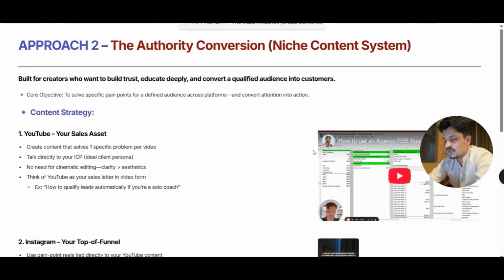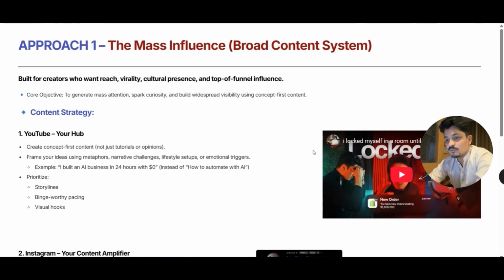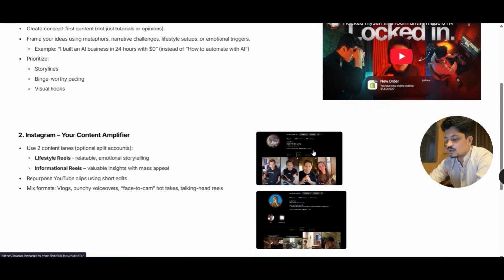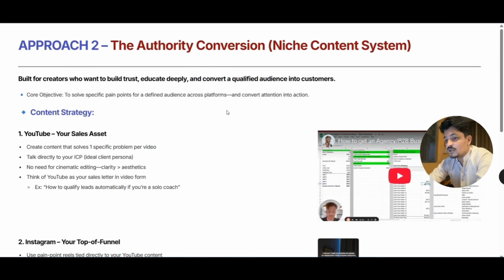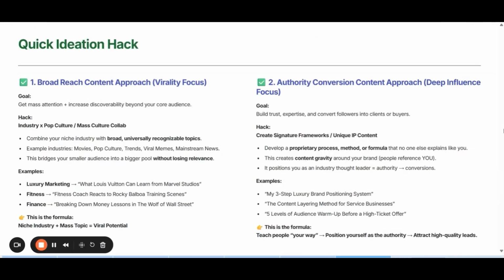So up till now, what we actually did, right, we've talked about two approaches. The first one was mass influence, the broader content system. The second one we talked about is authority conversion, the niche content system. And before explaining how to ideate for both of these approaches, I want to give you a quick ideation hack, which will clear your mind and give you a more clarified differentiation between both of these approaches. And this angle will surely help you broaden your marketing angles.